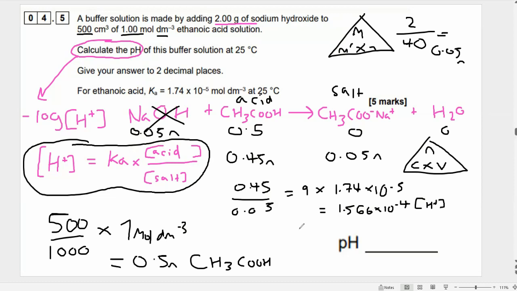So what do I want to do now? I want to minus log that answer. So I want to minus log, whack that in your calculator. Of course, you can just press minus log and then the answer button on your calculator. So we're going to go minus log answer equals, and you're going to get 3.80. So the pH is 3.80.